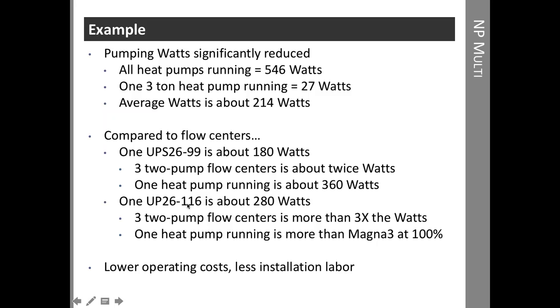If we went with the 26-116, which we have to do in some cases when we're pumping in parallel, then we only have the head of that one set of pumps, even though we might have 5 sets of them. They only have the head of one set. But our watts are significantly higher, so we want to try to avoid this 26-116 if possible. It's about an extra 100 watts. So if we had 3 2-pump systems here, 3 stacks of 2 pumps in series, it would be 3 times the watts of the central Magna 3 pump. So there's quite a lot of opportunity there for savings.